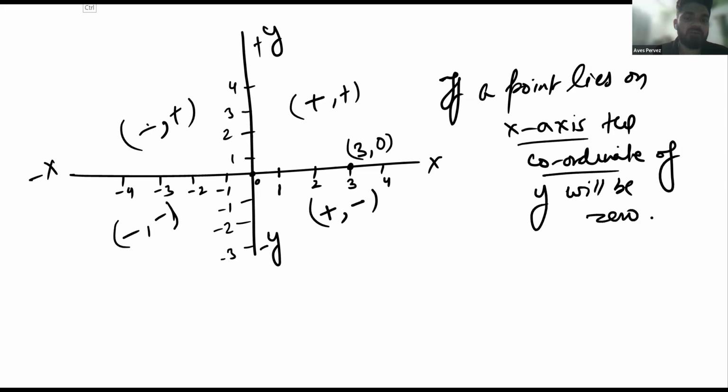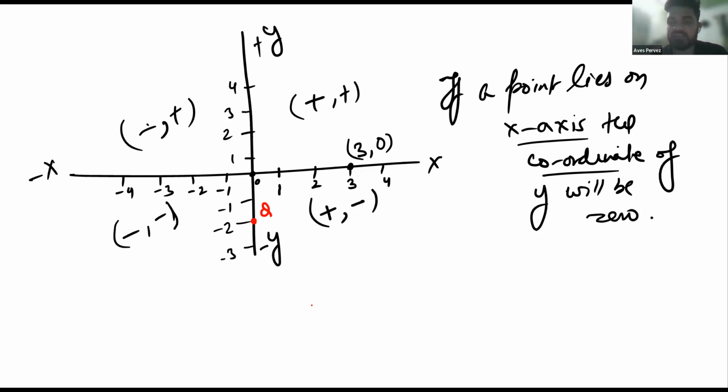Another point. If there is another point here, for example this point, this is a point Q. What is the coordinate of point Q? No, it is not positive 2. What is the coordinate of x? First we write the x coordinate. So what is the coordinate of x? How much distance do you have to travel along the x-axis?